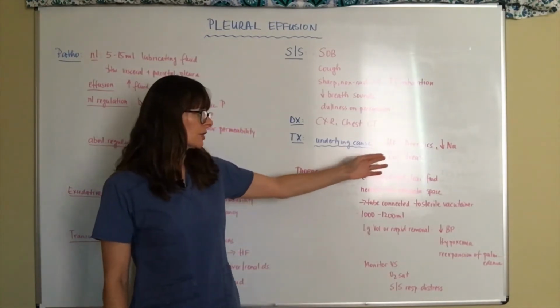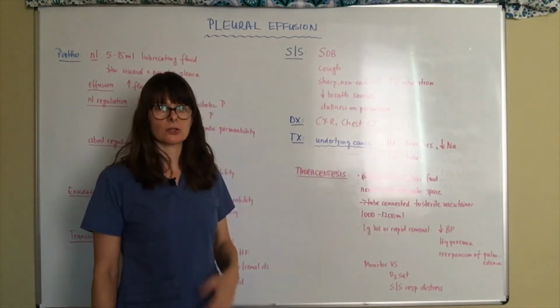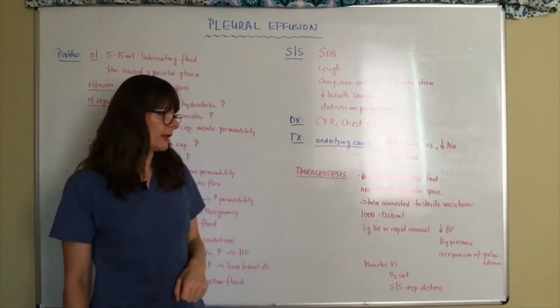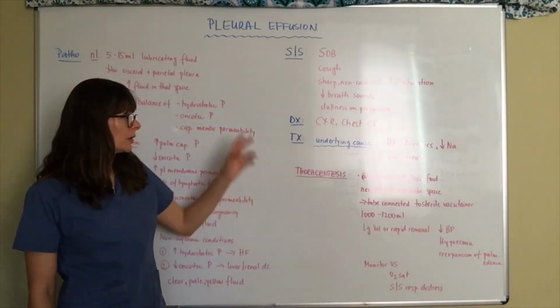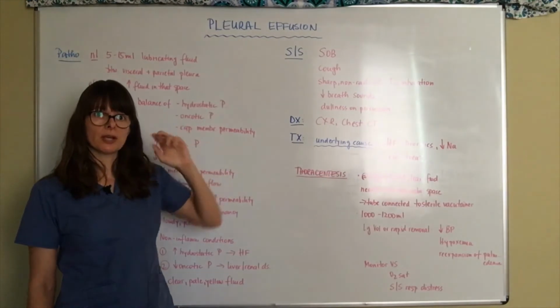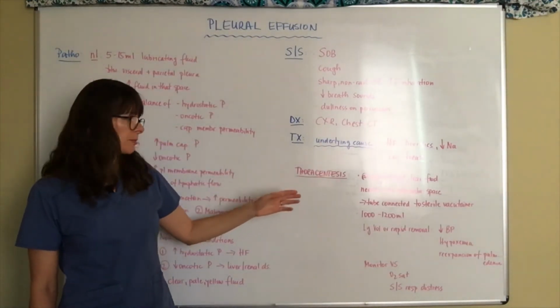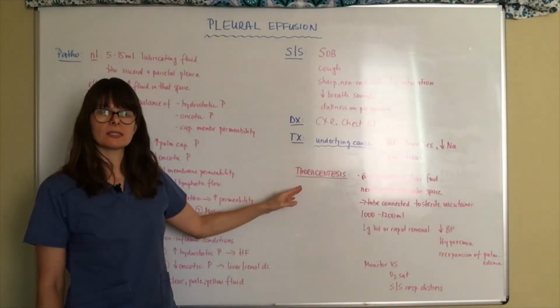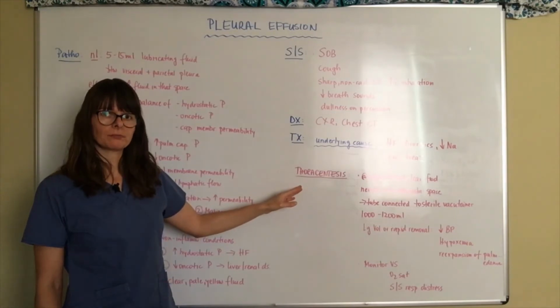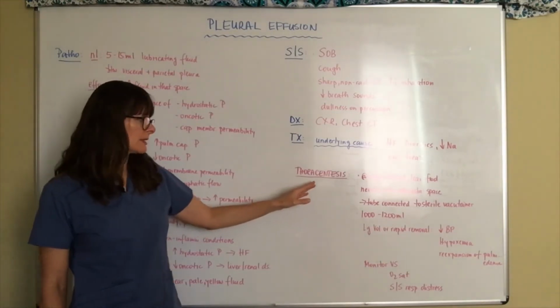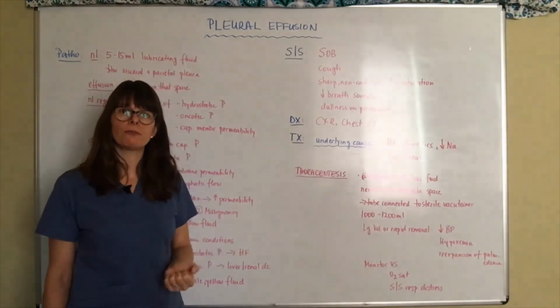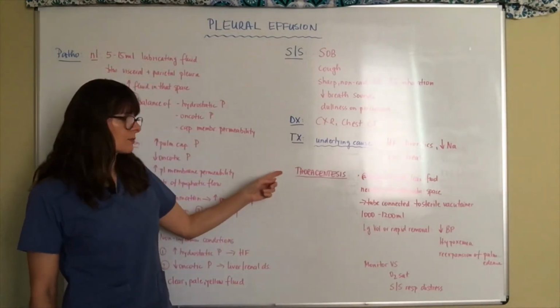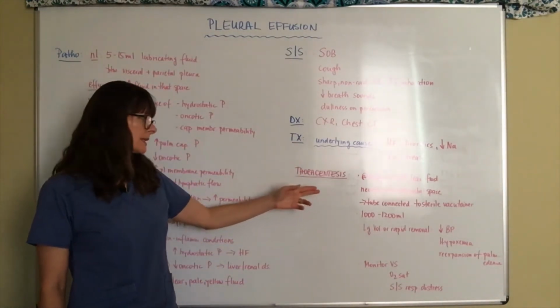And if it's cancer, then we certainly want to treat that cancer in whatever way would be recommended. And then in order to get rid of this pleural effusion, a lot of times a procedure called a thoracentesis is recommended. Think about it: centesis means removal of fluid. In this case, it's from the thorax, so it's a thoracentesis.